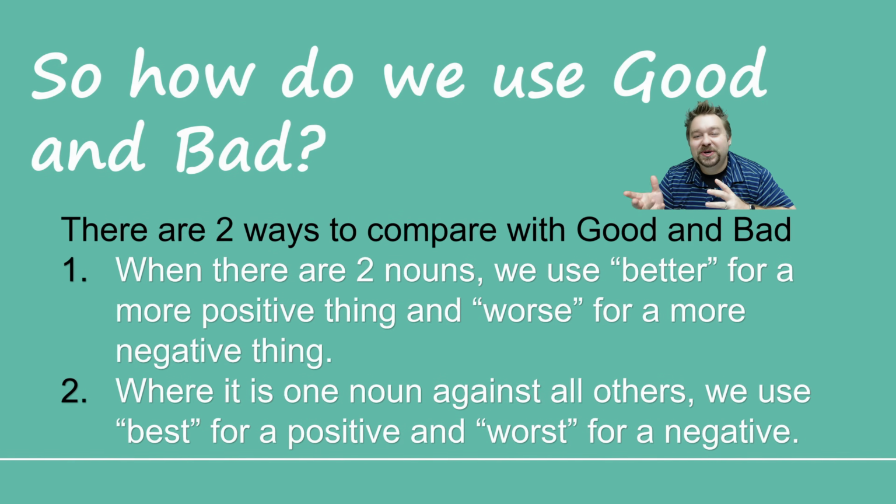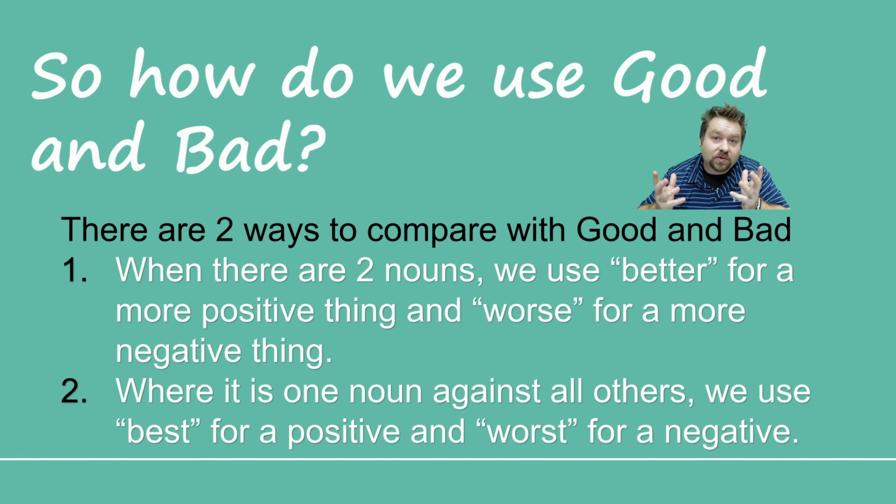So how do we use good and bad? Well, there are two ways to use it to compare. First, when there are two nouns, we use better for more positive things and worse for more negative things. And when it is one noun against all others, we use best for a positive and we use worst for the negative. I feel like this lesson is much faster than usual, right?